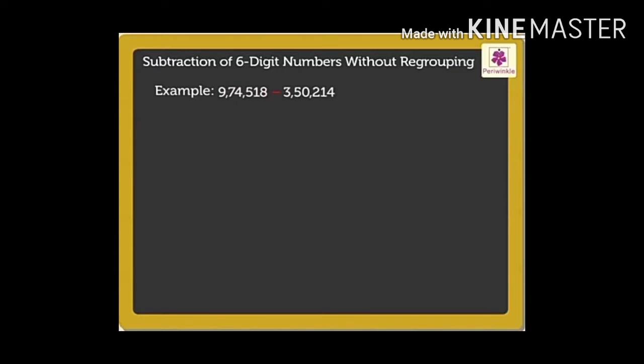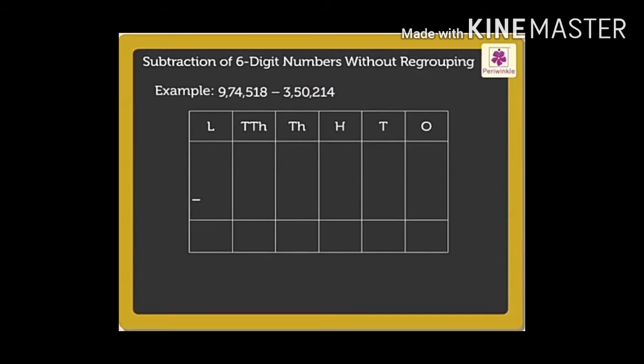9,74,518 minus 3,50,214. Now we have to write these numbers in the place value chart. So as ones, tens, hundreds, thousands, 10,000s, lakh.